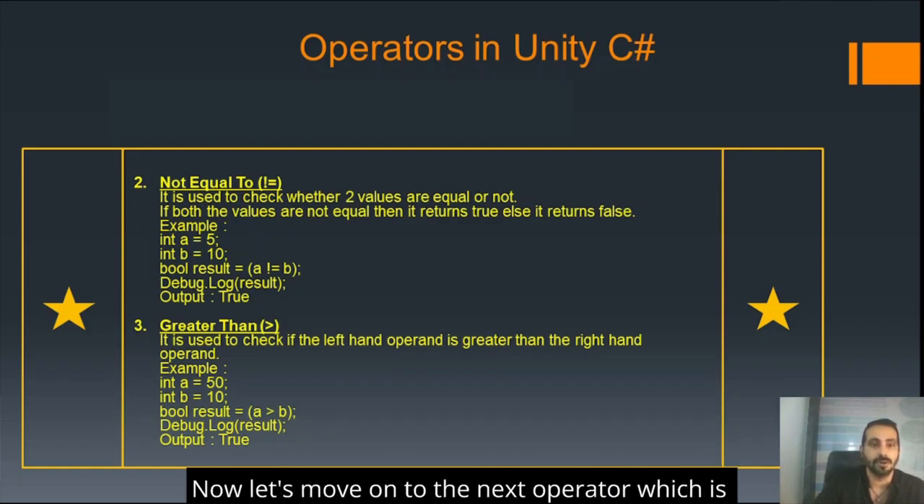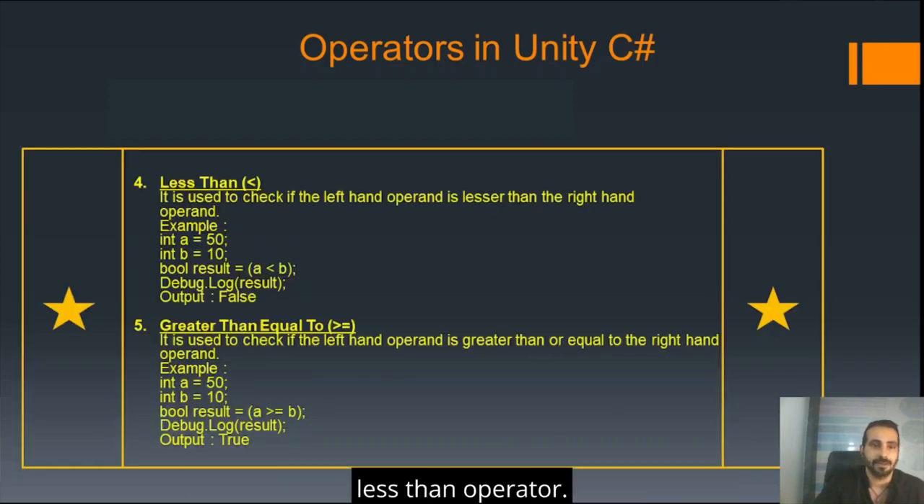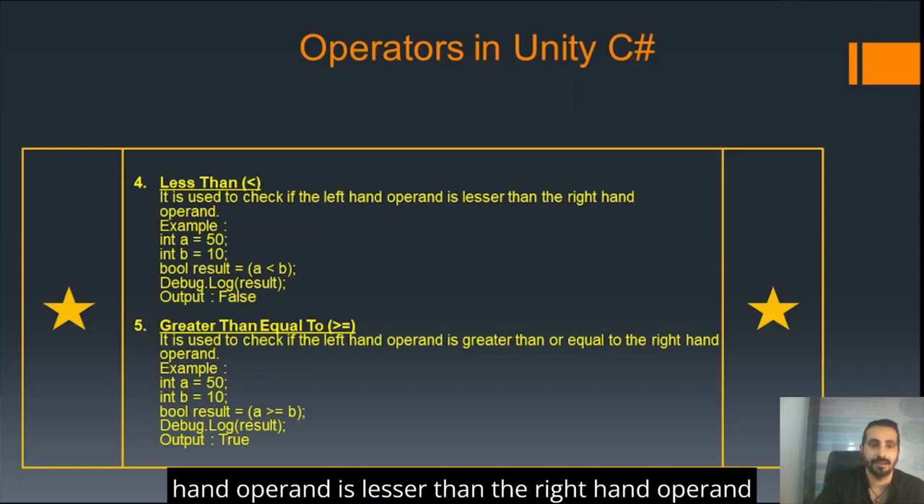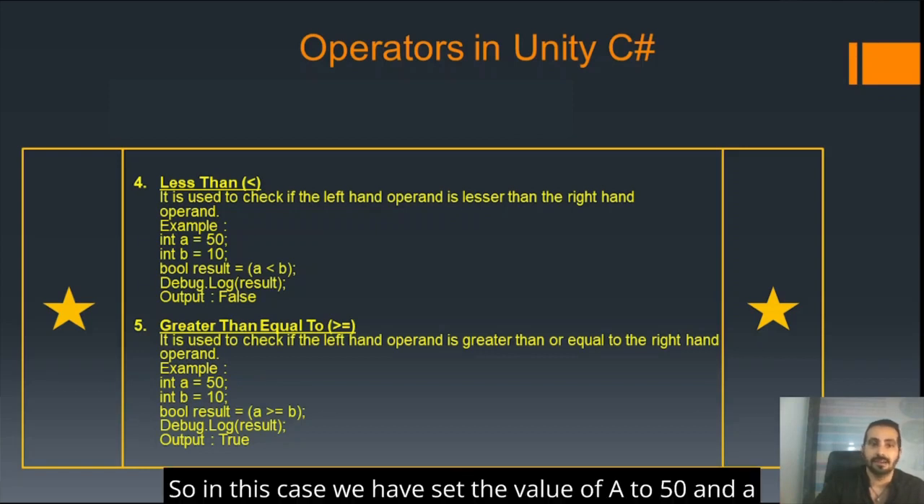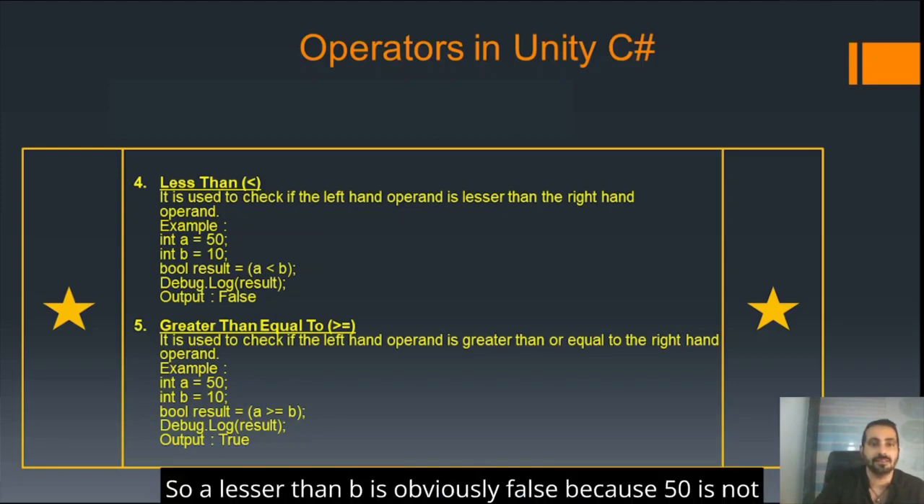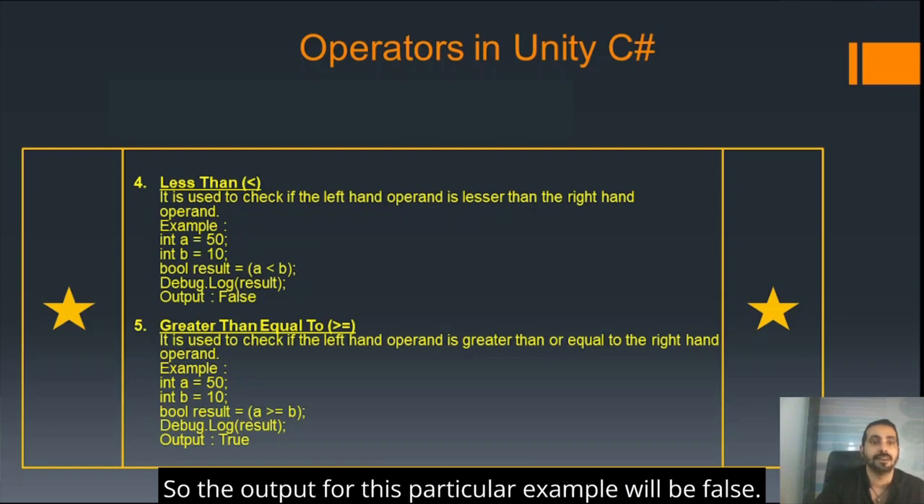Now let's move on to the next operator, which is less than operator. Less than operator is basically used to check if the left hand operand is lesser than the right hand operand. So in this case, we have set the value of a to 50 and the value of b to 10. So a lesser than b is obviously false because 50 is not lesser than 10. So the output for this particular example will be false.